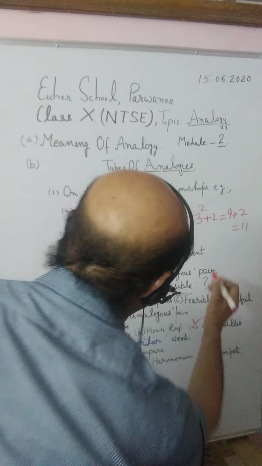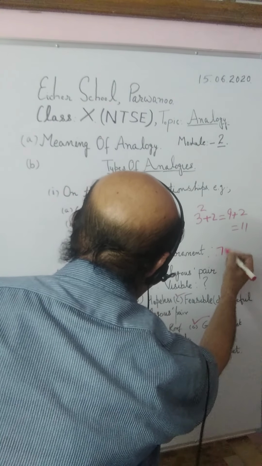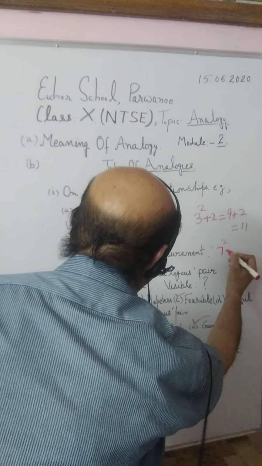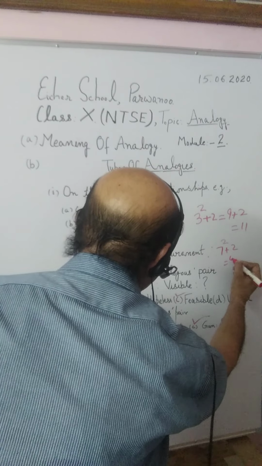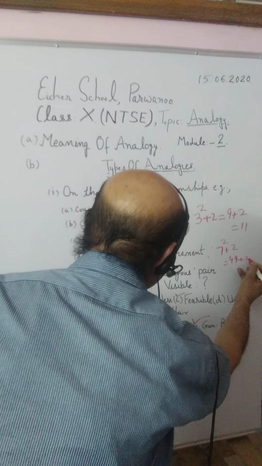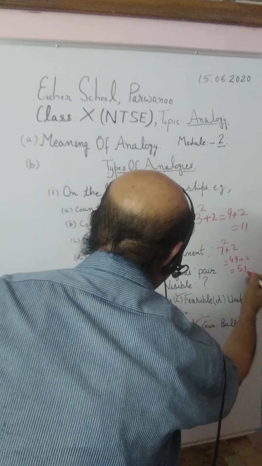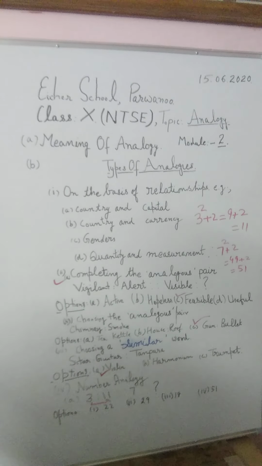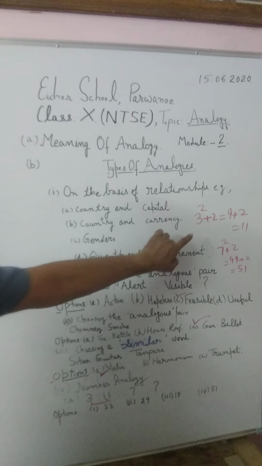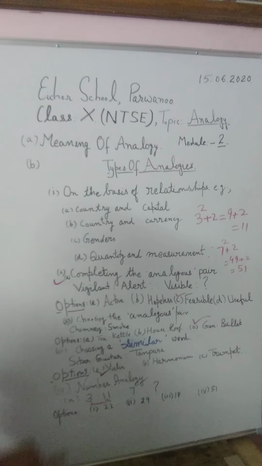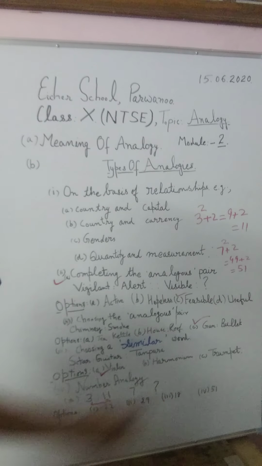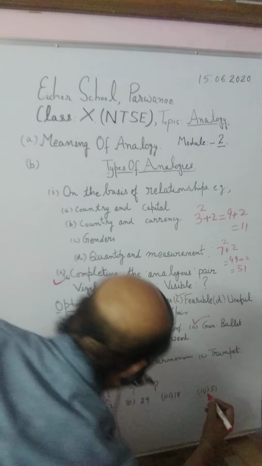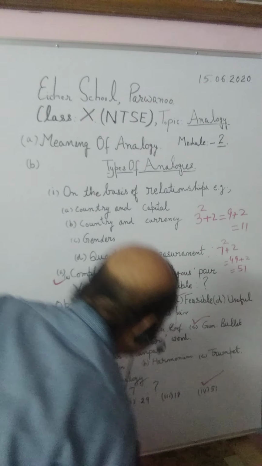Therefore 7 square plus 2, that is equal to 49 plus 2 is 51. So when I calculate this thing, I get 7 will be proportionate to 51. So this option is correct.